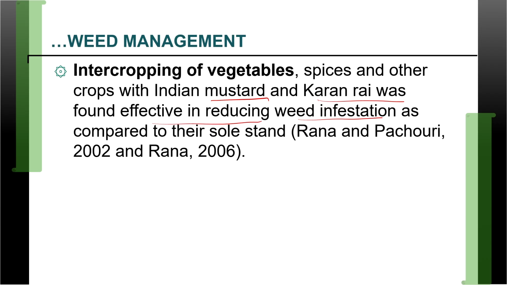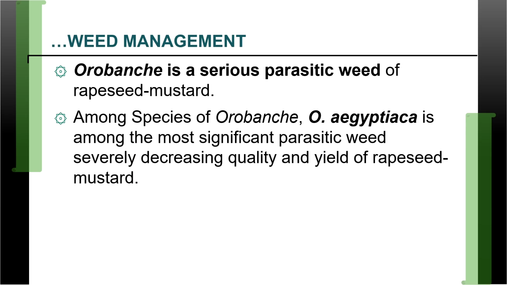Rana and Pachori 2002 and Rana 2006 have already reported that certain vegetables or spices or many other crops can be intercropped in Indian mustard, Karan Rai, for reducing the infestation by the weeds. Orobanche is a serious parasitic weed of rapeseed and mustard. Already discussed, it is a total root parasite, and there are a number of species of Orobanche, but for rapeseed mustard the most important one is Orobanche aegyptiaca.